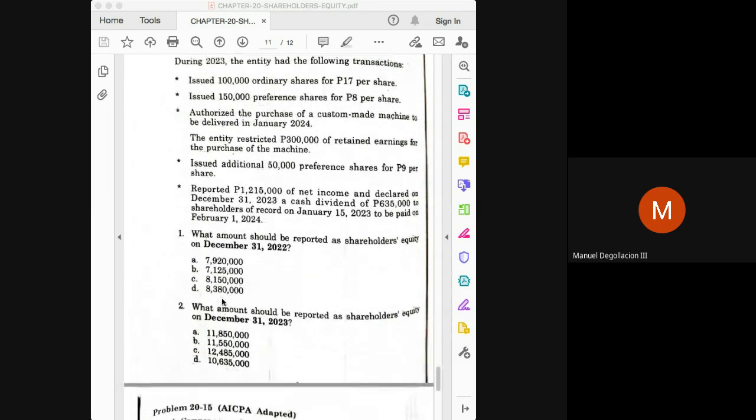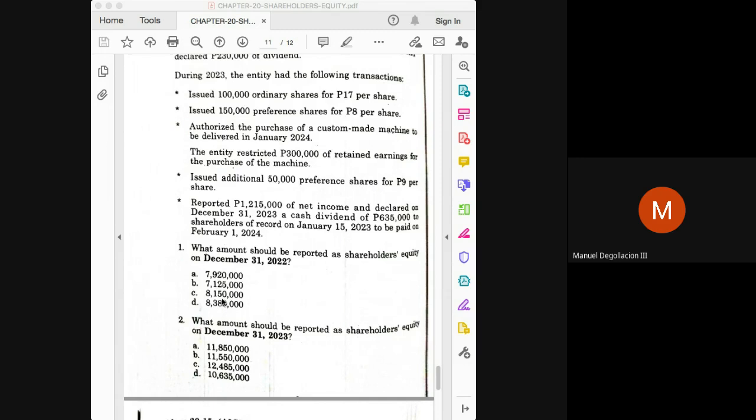And then question number 2 is for 2023. So we'll just have to take into account the transactions that happened during 2023. Okay, so the ending balance on December 31, 2022 is 7,920,000. And it's important for us to remember because the ending for last year would be the beginning for the current year. So the 7,920,000 will serve as the beginning balance of the shareholders' equity for 2023. So please take note of the 7,920,000.